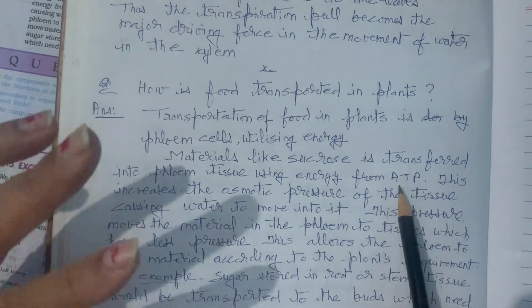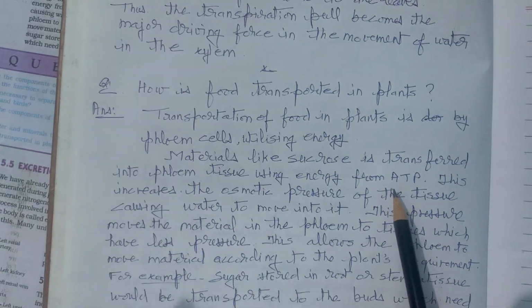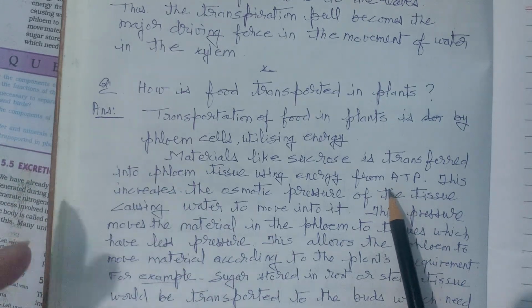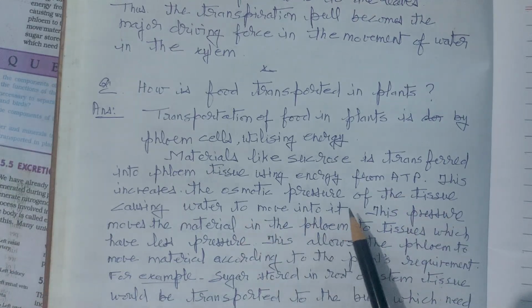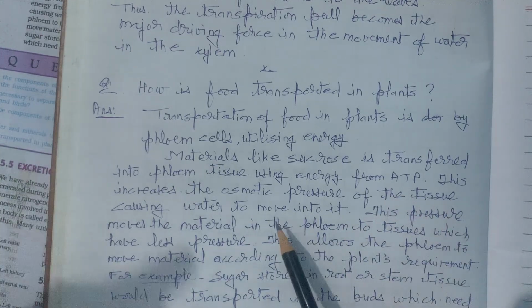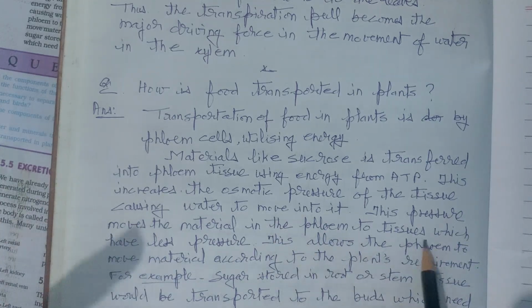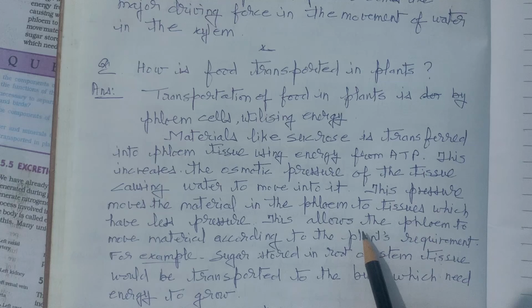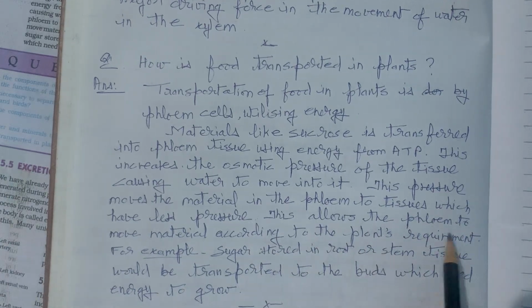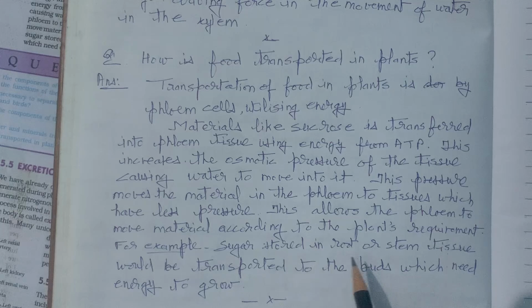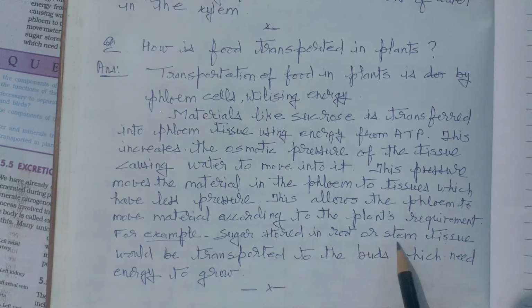As plants are fixed at one place, they do not move, so they need less energy, and that's why maximum energy is stored in them. This increases the osmotic pressure of the tissue, causing water to move into it. So this pressure moves the material in the phloem to tissues which have less pressure, and this allows the phloem to move materials according to the plant's requirement. For example, sugar is stored in the root or the stem.